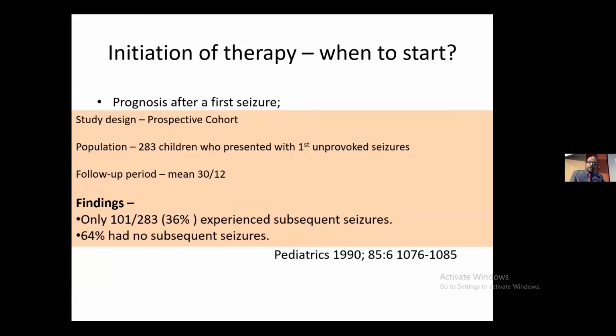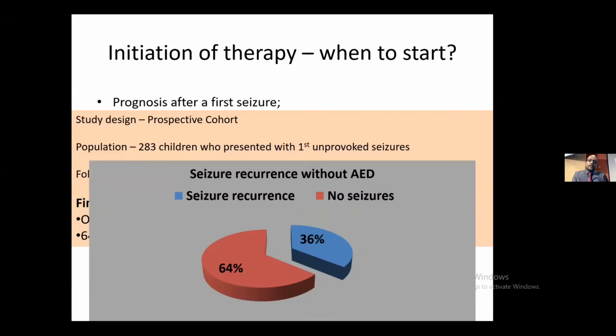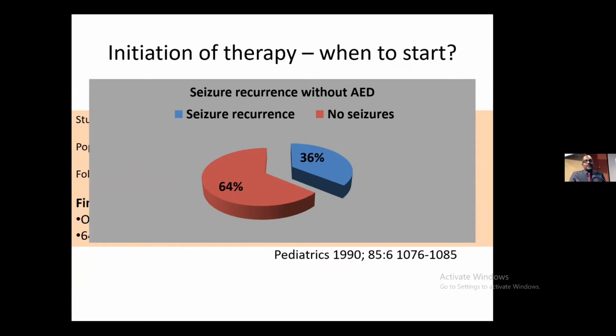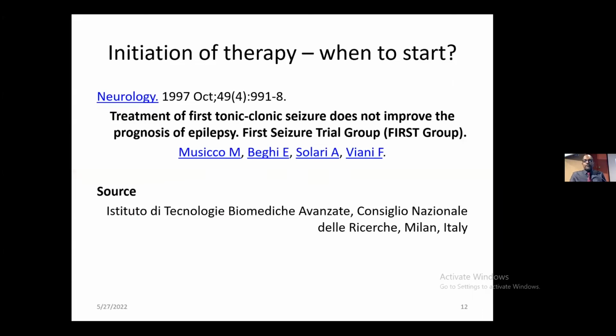They followed up a cohort of patients following the first seizure for a period of 30 months. By the end of 30 months, only a minority, only about 36%, only one third, got the second seizure, and 64% did not get a seizure after the first unprovoked seizure. So if we had started treatment, we would be treating 60% of them unnecessarily. So we can hold on for a period of time.